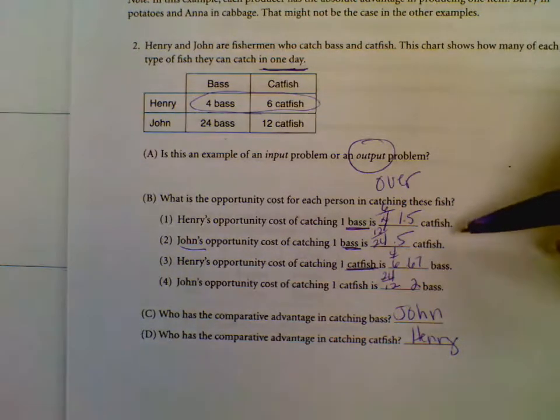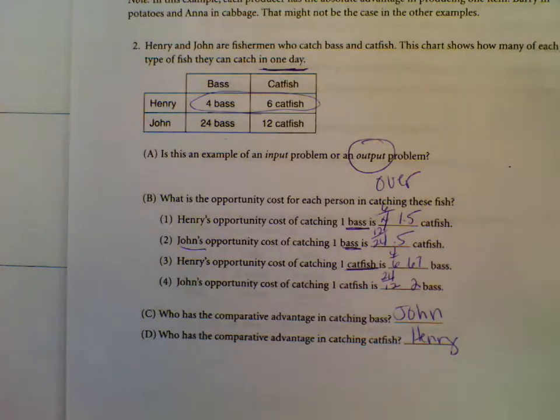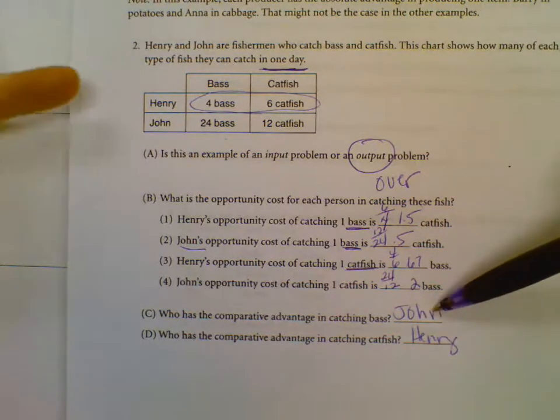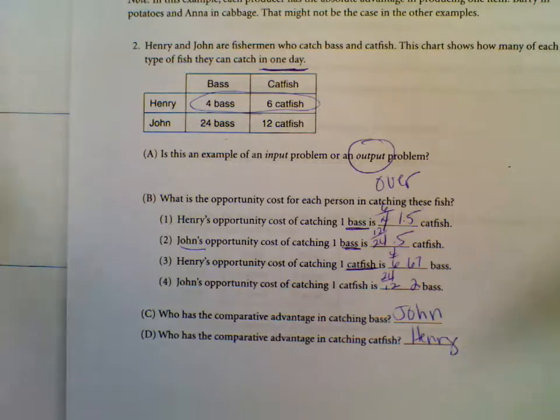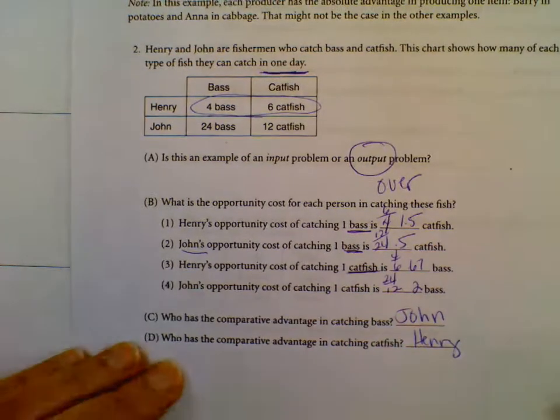By doing what you do best at the lowest opportunity cost, both of you are going to benefit. John will catch more bass than he would have had he been trying to catch both. Henry would catch more catfish than if he was trying to catch both. And then what you have left over, you will trade. So even if you have the absolute advantage in producing, you still benefit from trade. Focus on what you do best with the least opportunity cost, and then everyone trades, everyone is better off.